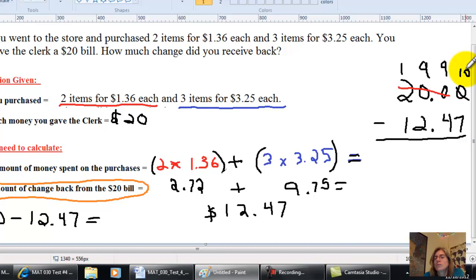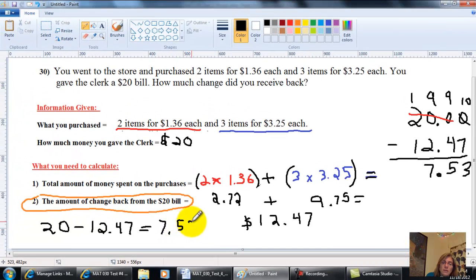So 10 minus 7 is 3. 9 minus 4 is 5. 9 minus 2 is 7. 1 minus 1 is 0. So your change is $7.53. And that would be the ultimate answer for the problem.